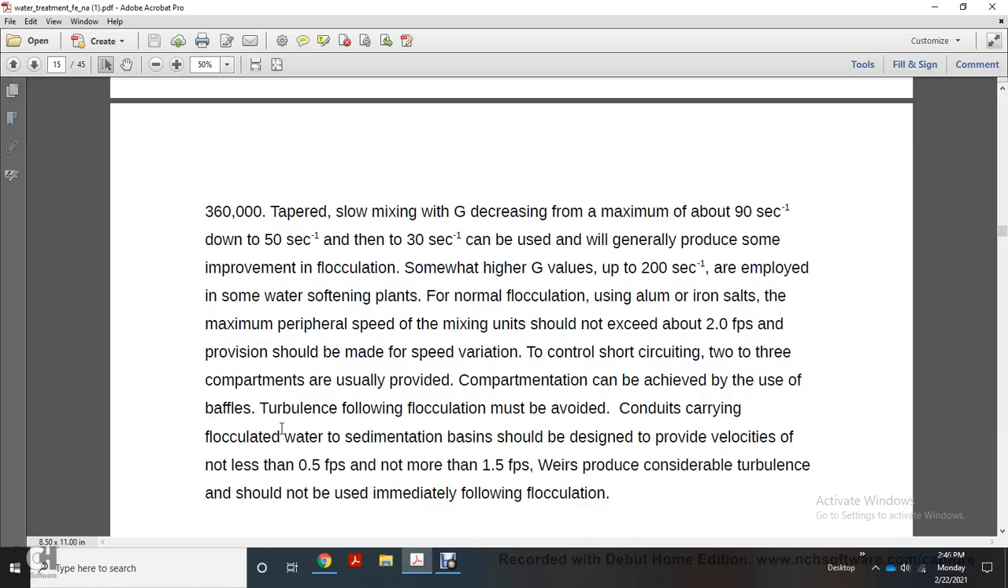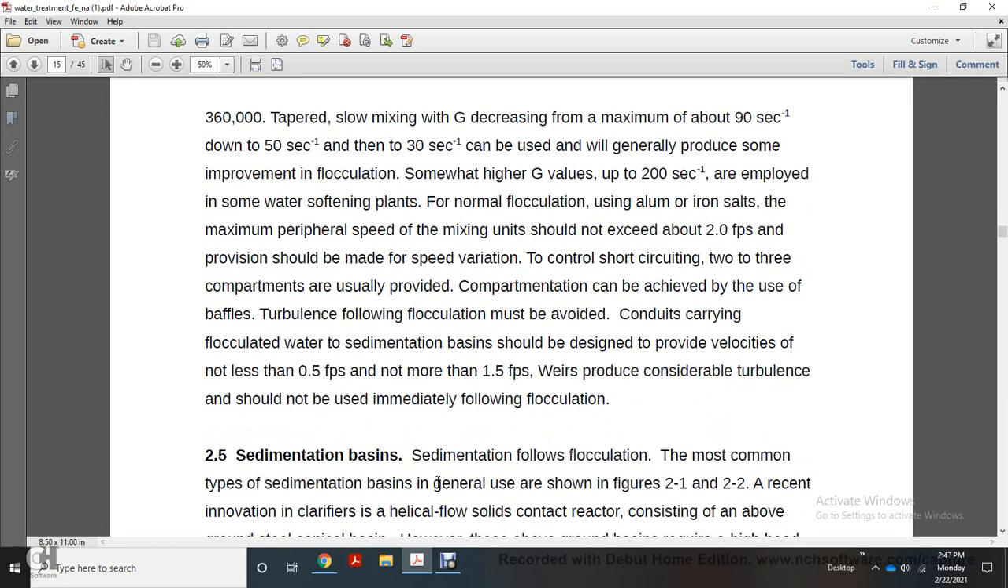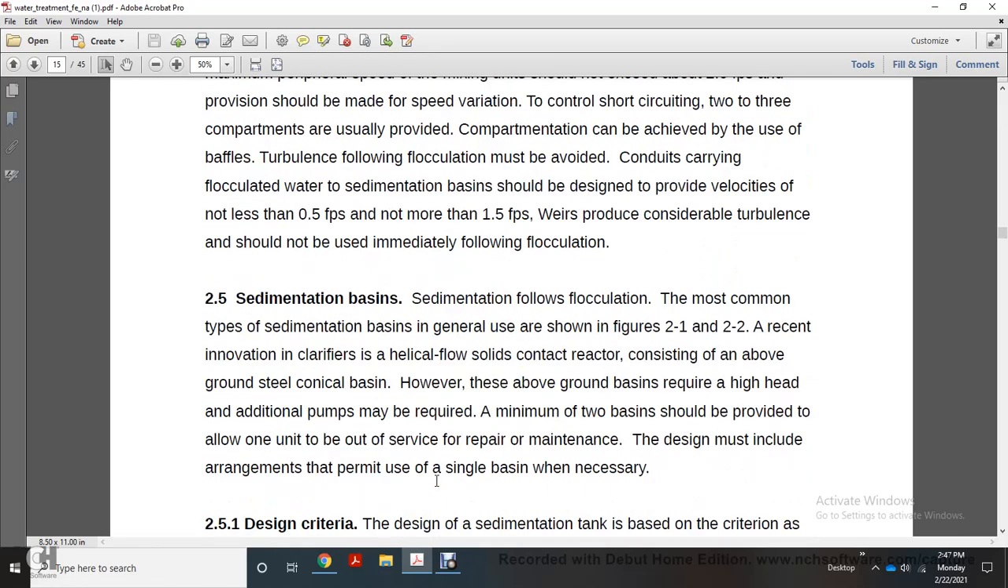Conduits carrying flocculated water to sediment basins should be designed to provide a velocity of not less than 0.5 feet per second and not more than 1.5 feet per second. Weirs produce considerable turbulence and should not be used immediately following flocculation. Sediment basins.